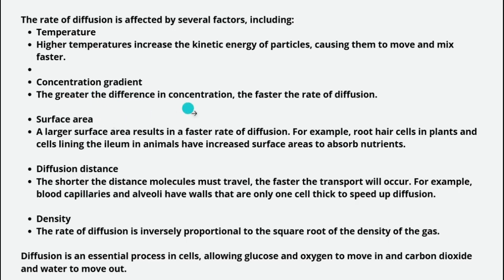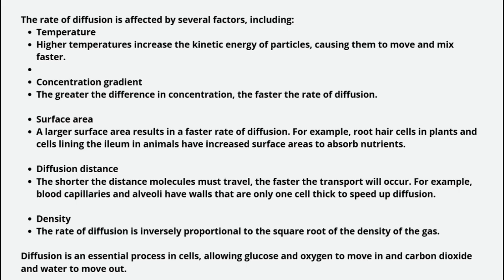So when it says the greater the difference in concentration, imagine if you pour some water. When you have a lot of water in the bottle and you pour it into one cup, it will move really, really fast. When there's just a tiny bit of water left, because the concentration gets lower, it will take a longer while. We don't know if that is necessarily a good example, but the greater the difference in concentration, the faster the rate of diffusion is going to be.